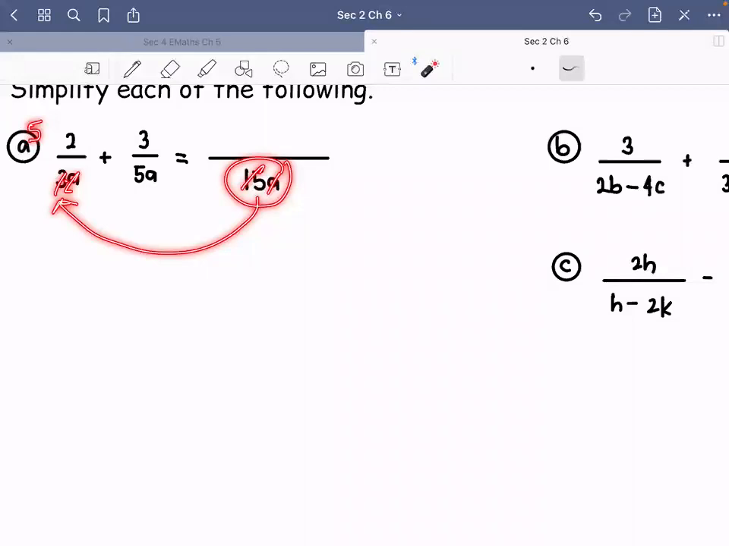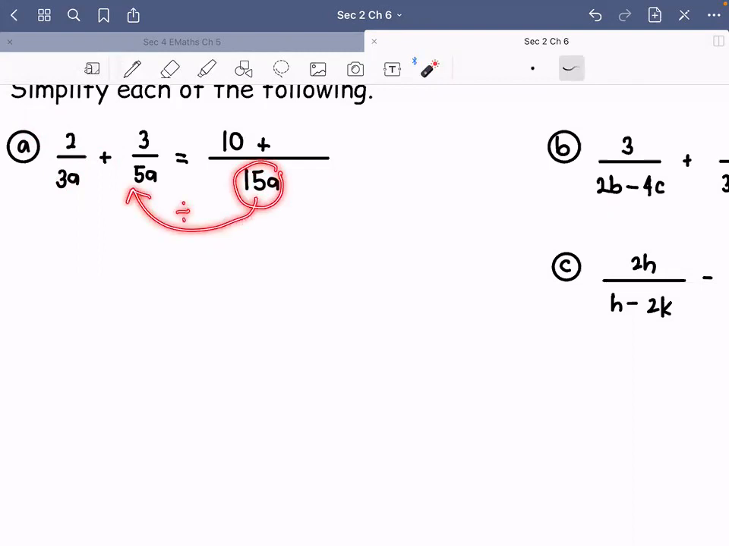So 15 divided by 3 is 5. So 5 times 2, that's how you get 10 here. And then plus this one. So let's do the same process to the second one. 15A divided by 5A, what do you get? A is cancelled out. So what is 15 divided by 5? It's 3, right? So 3 times 3, basically it's 9.